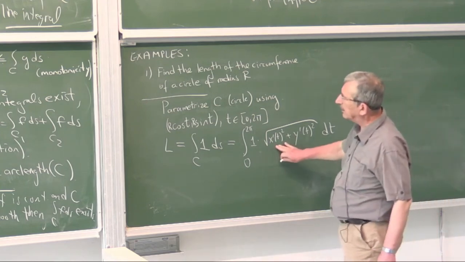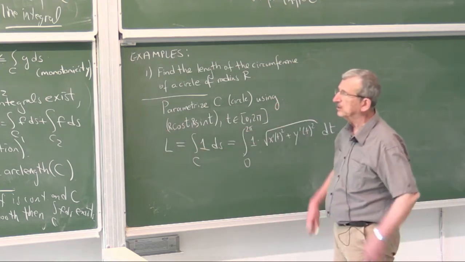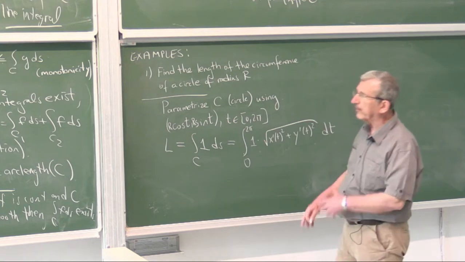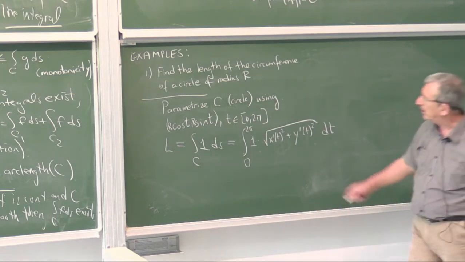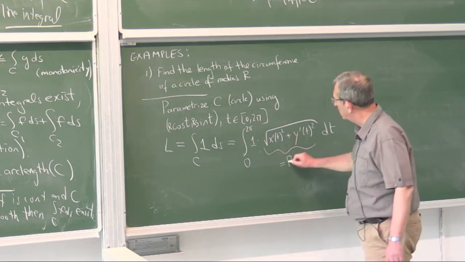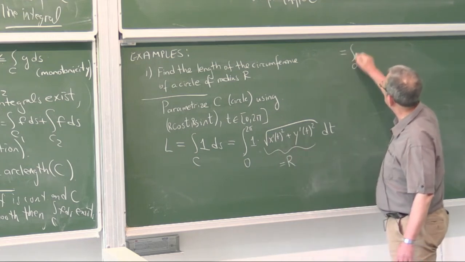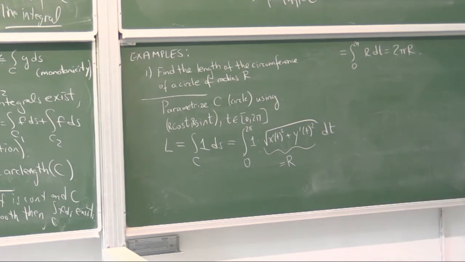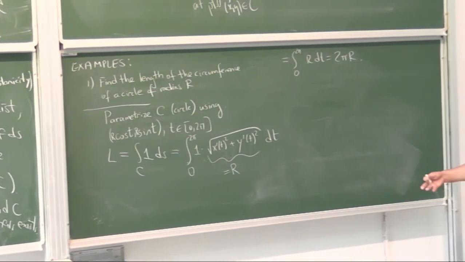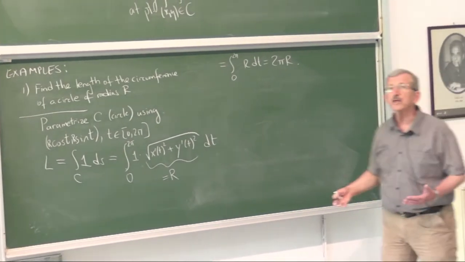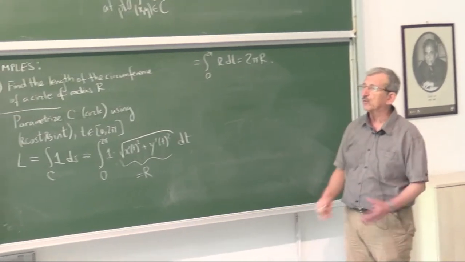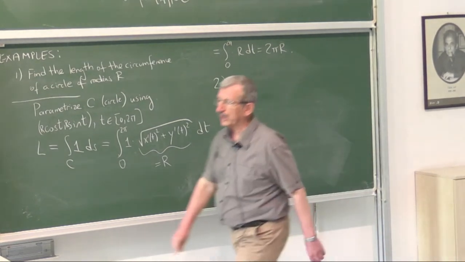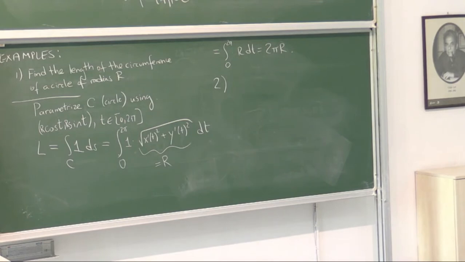Well, what is x prime(t)? It's minus r sine t, squaring, r squared sine squared. The other one, r cosine t, squaring, r squared cosine squared. So this is actually r. So you integrate from 0 to 2 pi r dt, which is 2 pi r. So this parameterization simplifies greatly the calculation. We don't have to deal with square roots and other things. So it's quite trivial to check this.